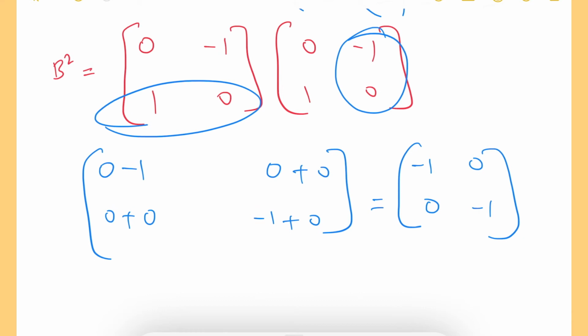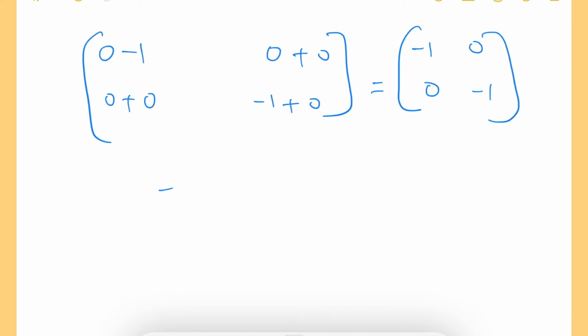From all the elements of this matrix, minus 1, 0, 0, minus 1, I will take the minus symbol common. So if we take out the minus symbol common, then we are left with 1 0 0 1. Here minus as it is, and 1 0 0 1 is nothing but the identity matrix. So that is represented with capital I.